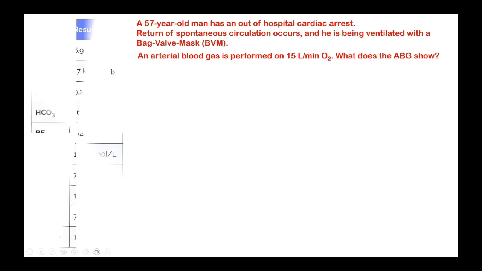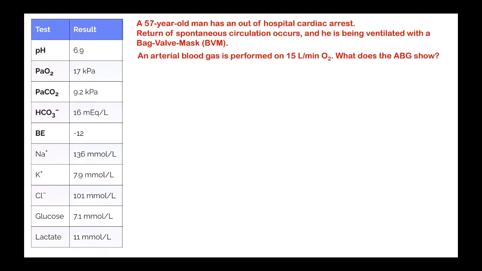Now, this is the first case scenario that we have in OSCE. A 57-year-old man has an out-of-hospital cardiac arrest. The return of spontaneous circulation occurs and he is being ventilated with a bag and mask. An arterial blood gas is performed on 15 liters of oxygen, and these are the results. What is your interpretation of the ABG?